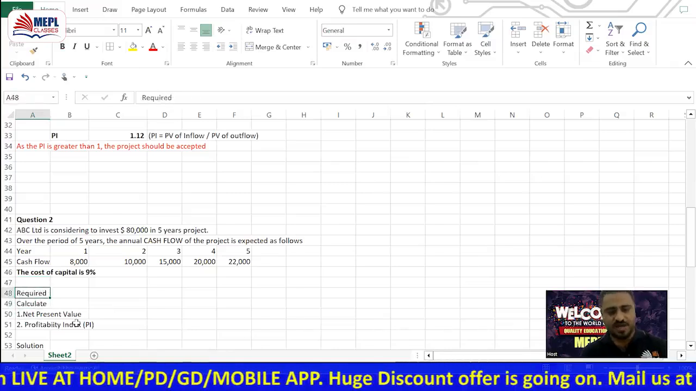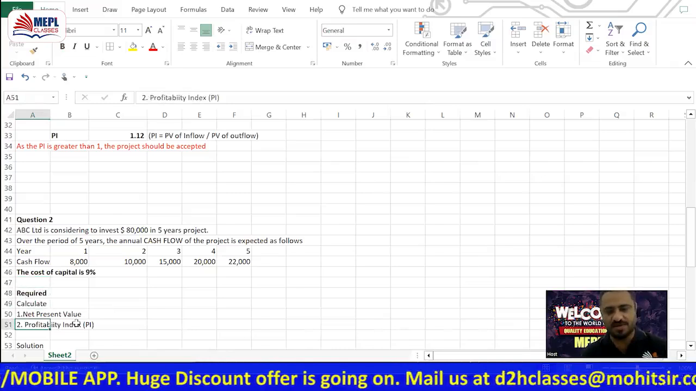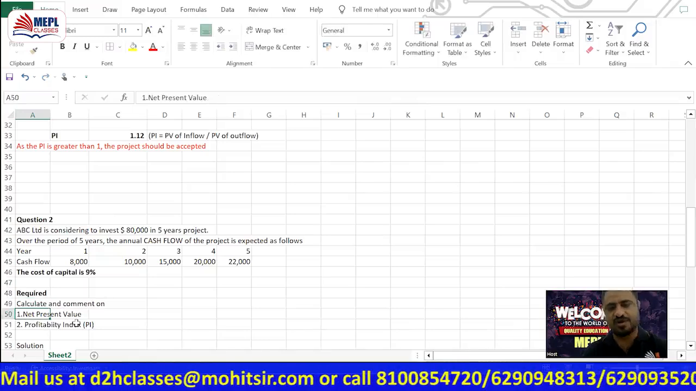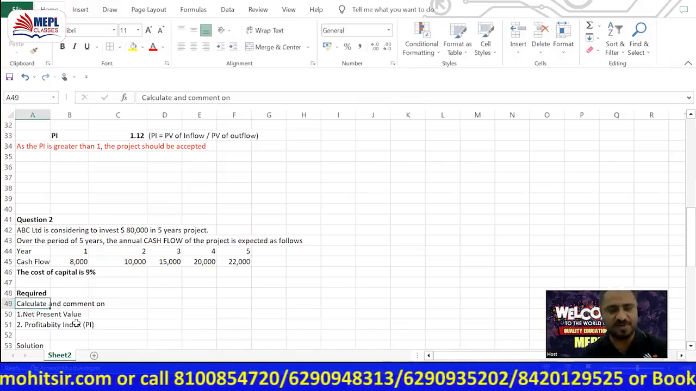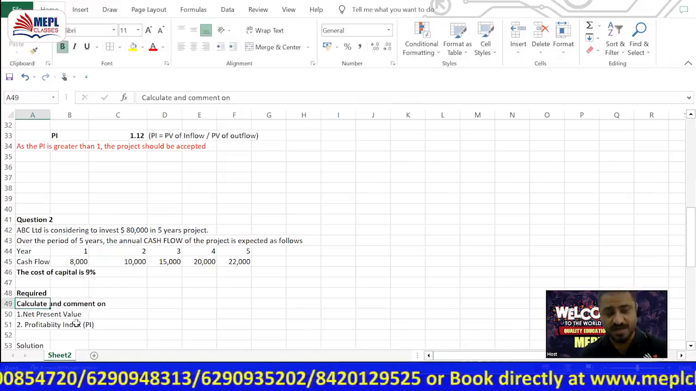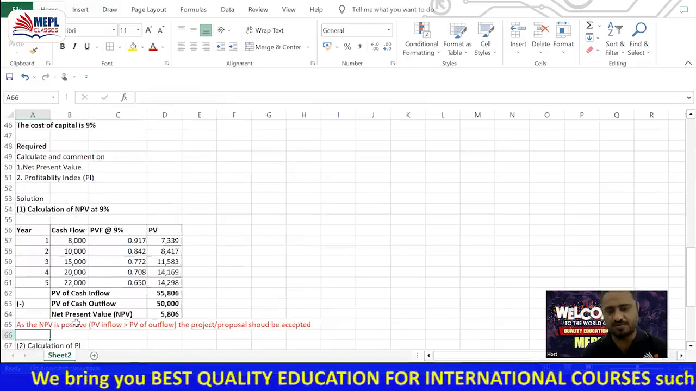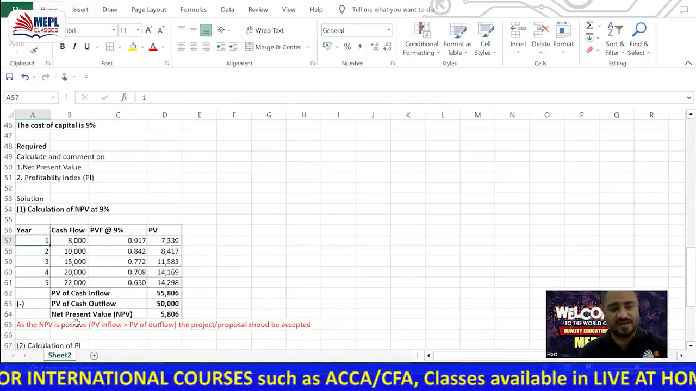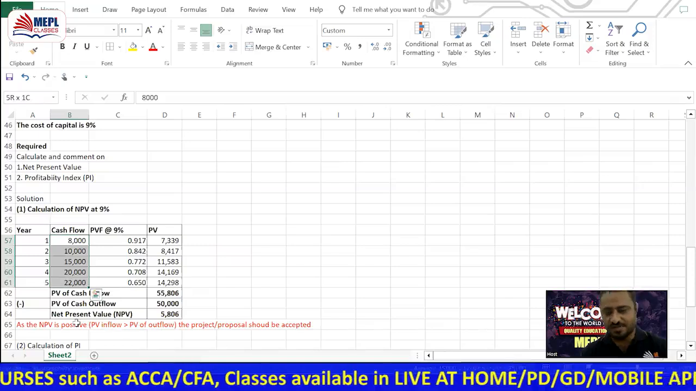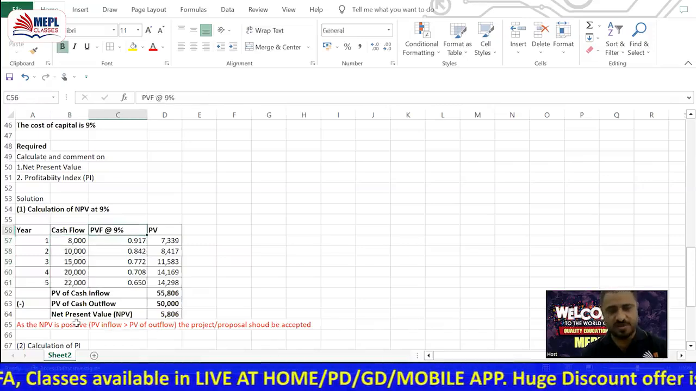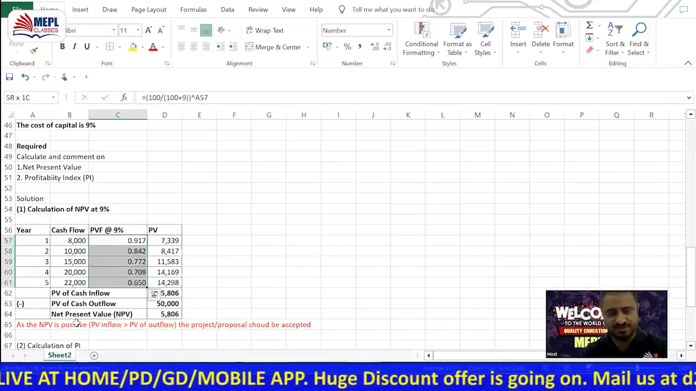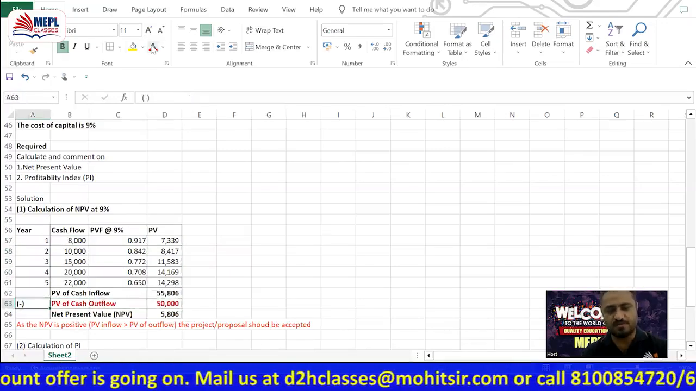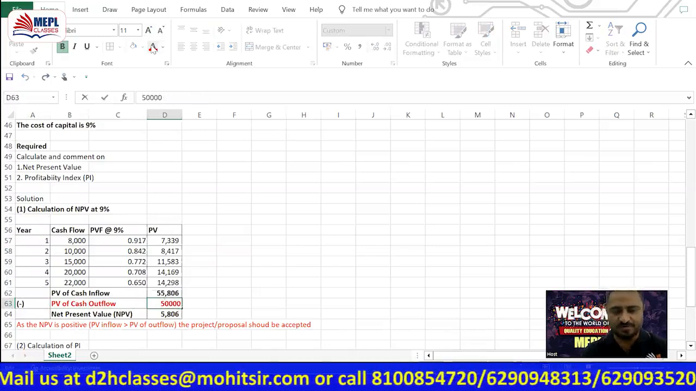So we are required to calculate net present value and profitability index. So say calculate and comment on net present value and profitability index. I'm specifically mentioning we have to calculate and we have to make a comment on that. So now see how it is different from what we have learned earlier. As far as the calculation of net present value is concerned, nothing will change because the cash flow has not changed from the previous question. Our cost of capital has also not changed. So present value of cash inflow will remain the same. Just this part, present value of cash outflow will not be 50,000, but it will be 80,000.